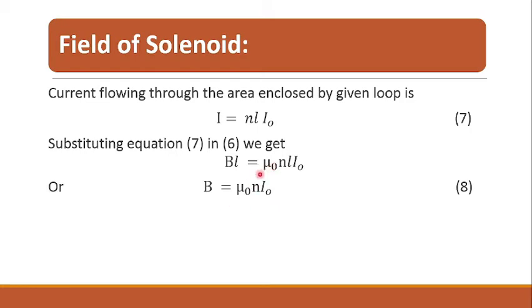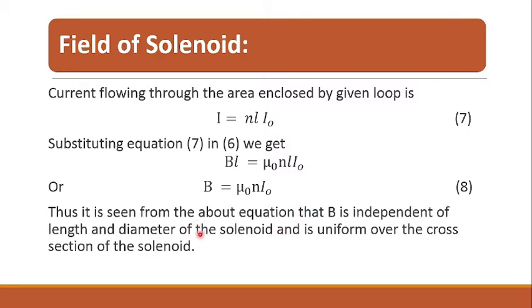Or we can cancel out this L from both sides, so we get B is equal to mu 0 n I0, right? So it is seen from the above equation that B is independent of the length and diameter of the solenoid, and hence it is uniform over the cross section of the solenoid, right? So B is independent of the diameter, so it does not depend on the radius or diameter of the solenoid. Also it does not depend on the length of the solenoid, right? So that means B is uniform over the cross section of the solenoid, right?